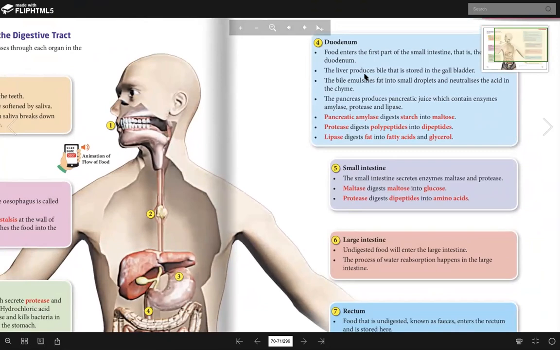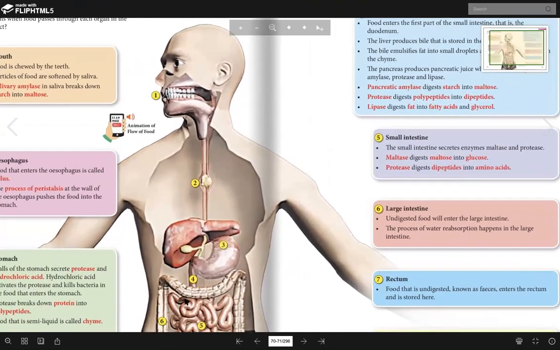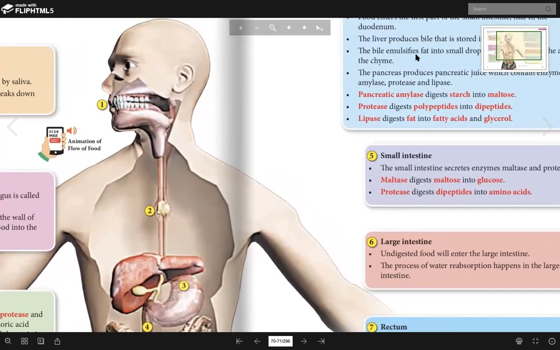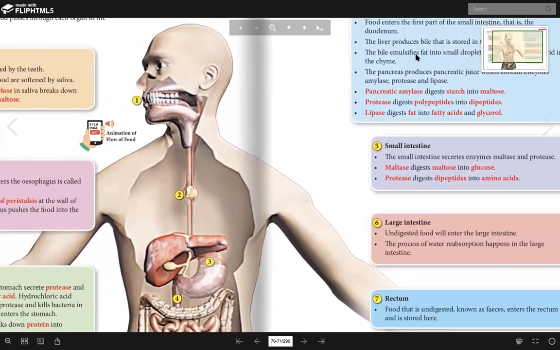What happens in the duodenum? What is the duodenum? The food, or chyme, will enter. Here it still uses the word food. The food will enter the first part of the small intestine, which is known as the duodenum. If you look at this, it is the small intestine. So the duodenum is the first part of the small intestine.